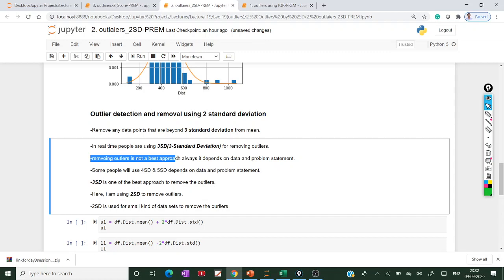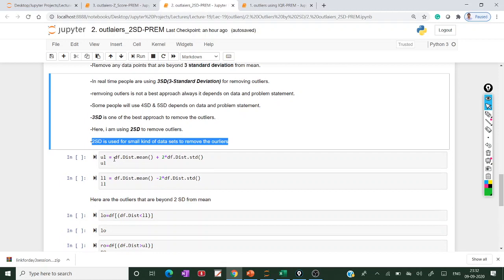At that time what happens? The model goes to overfitting or underfitting, so finally we will not get good results. That's why always removing the outliers is not the best approach. Alternatively, we have to do some kind of operations instead of removing the outliers, according to the problem statement. But if you want to remove them, people use the third standard deviation. Some people even use the fourth or fifth standard deviation, depending on the data and problem statement. Here we use the second standard deviation for the small data set to remove the outliers.